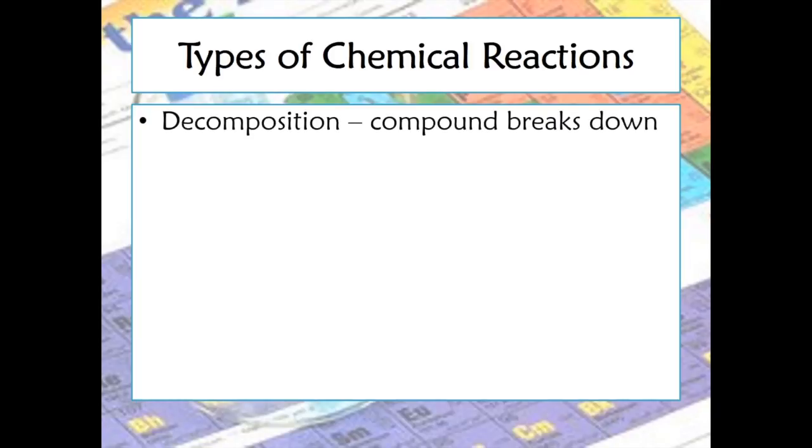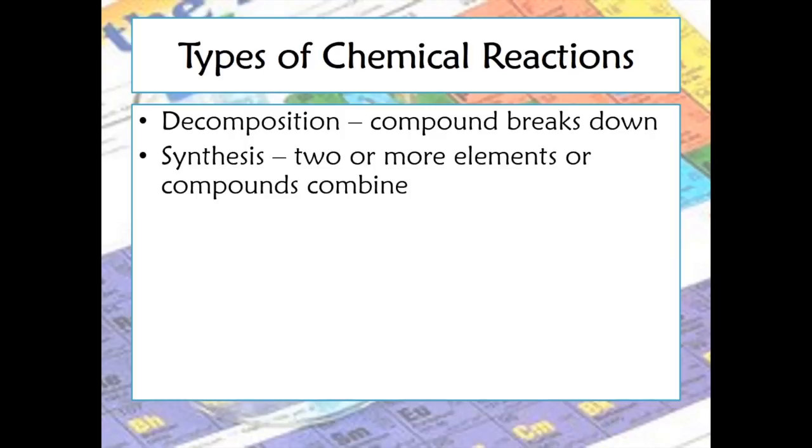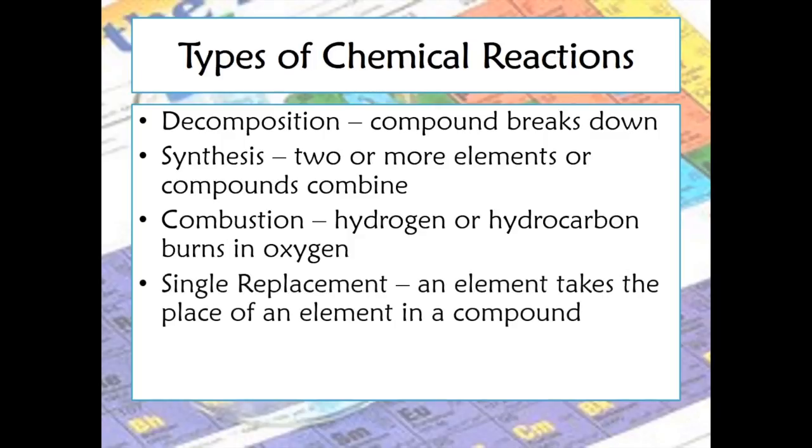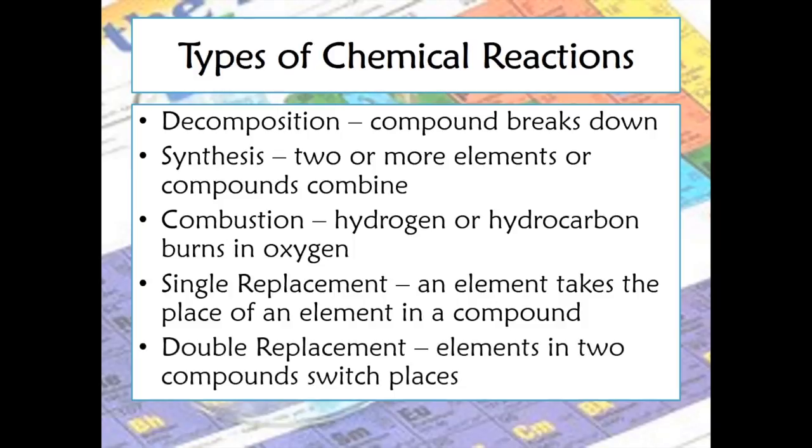The elephant toothpaste is an example of a decomposition, where a compound breaks down. If 2 or more substances combine to form a new substance, it's called a synthesis. We can also have combustions, where a hydrogen or hydrocarbon burns in oxygen, like what happens when we drive our car or burn wood. The last 2 types of chemical reactions we can have are single and double replacements. In a single replacement, one element takes the place of another element in a compound. In a double replacement, the elements in 2 compounds switch places.